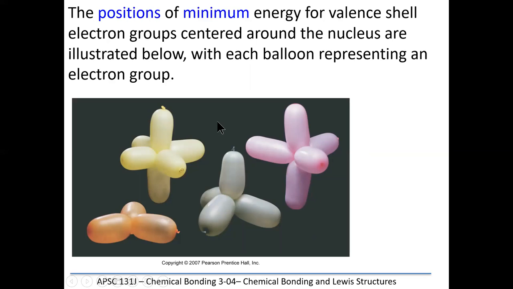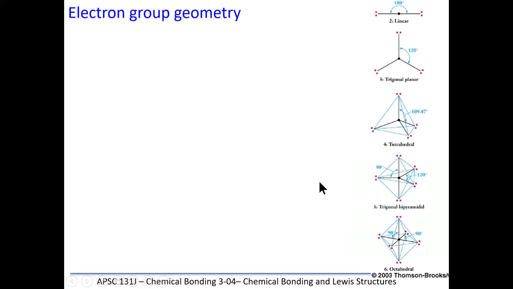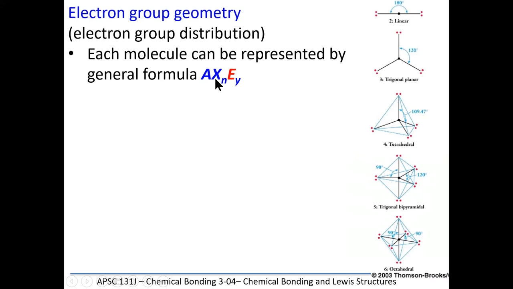So here are some diagrams on the right of the various angles that you get in these particular shapes. We call that the electron group geometry. It includes all the electrons. And we're going to use a representation that we started using in the previous lecture, an AXE notation, with A the atom in the center, X how many atoms it's bonded to, and E representing the number of unbonded pairs, which influence the shapes of molecules.